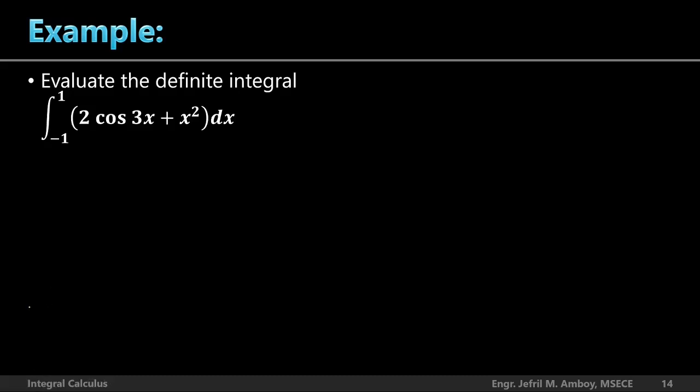Evaluate the definite integral of 2 cosine 3x plus x squared. This time, same na naman yung limits, negative 1 to 1. Okay, so paano natin ito i-integrate? I-integrate muna natin yan gamit yung conventional integration na alam natin. Integral ng cosine is sine, positive yan. So, magiging 2/3 sine of 3x plus 1/3 x cubed, at i-evaluate natin yan from negative 1 to 1.